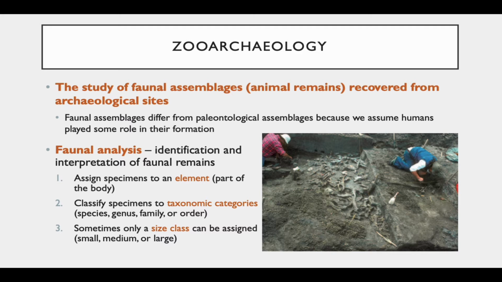The faunal analysis itself involves identifying and interpreting the faunal remains. So this involves first assigning specimens, or particular bones, to an element, that is a certain part of the body, classifying specimens to taxonomic categories. Depending on how much is present, you can identify the species, genus, family, or even the order. Sometimes, however, only a size class can be assigned to a particular specimen. So small, large, or a medium or large mammal, for example, just general categories of fish versus reptiles, things of that nature.